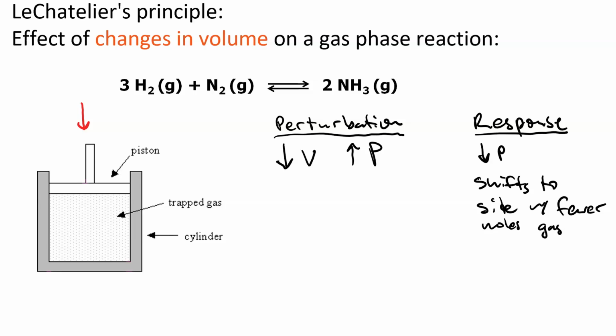So, on the left-hand side, the reactants, we have 3 plus 1 is 4 moles of gas. On the right-hand side, we have 2 moles of gas. So, increasing the pressure on this reaction is going to cause a shift to the right in this case.